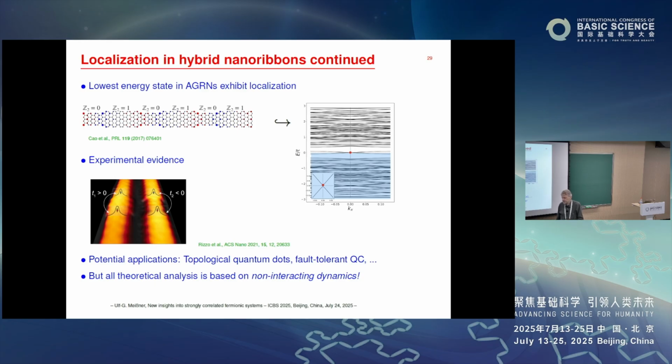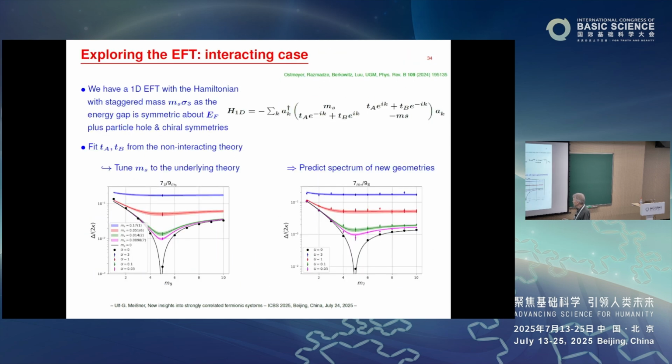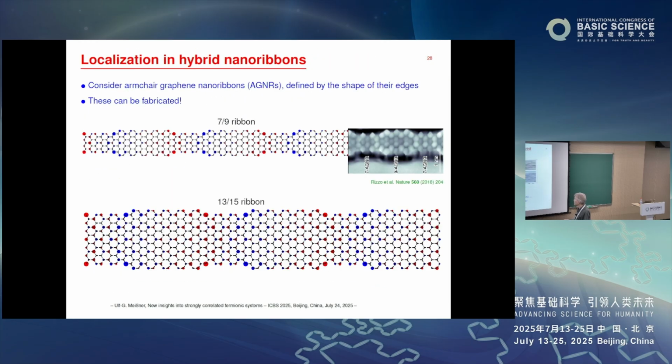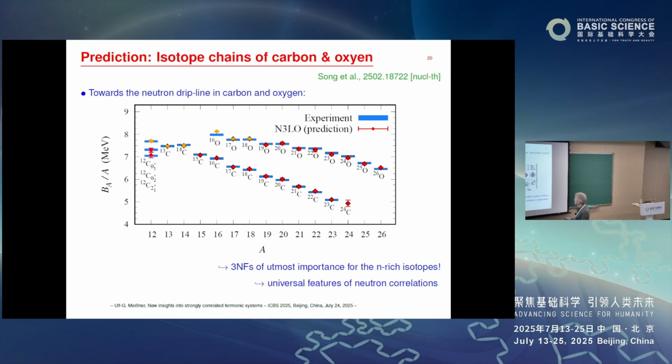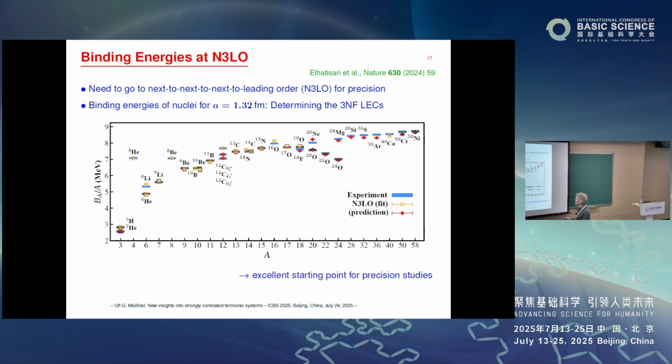A question to the first part, partly because I was late: you got results about beryllium, about various nuclei. What was the model? What was the input? So the input was this.